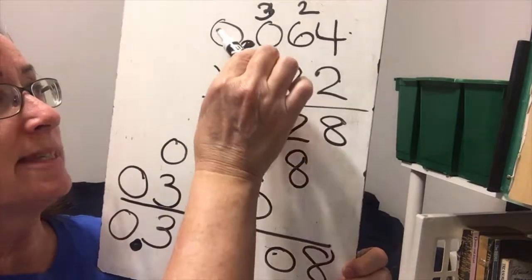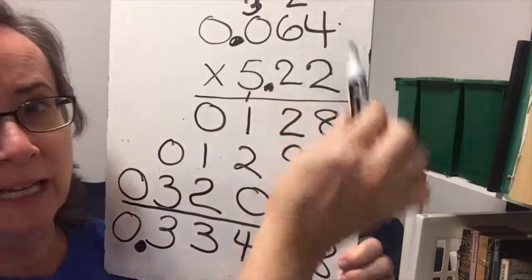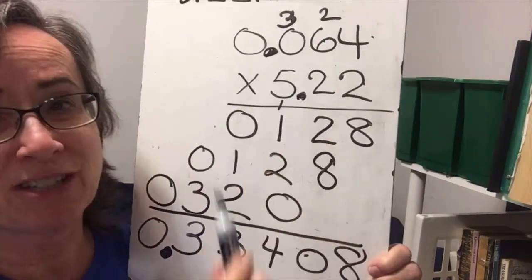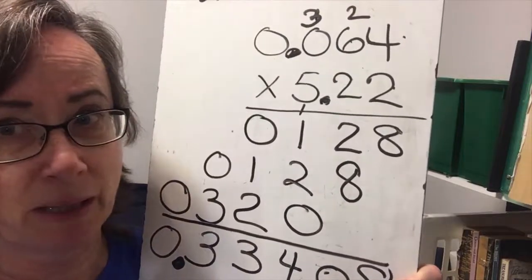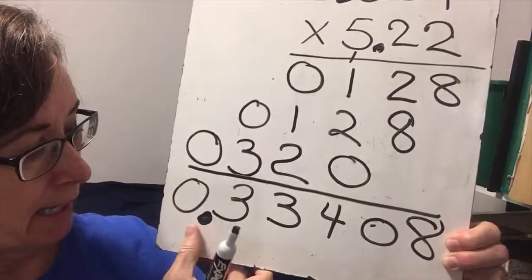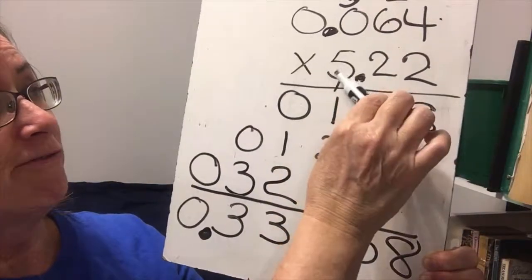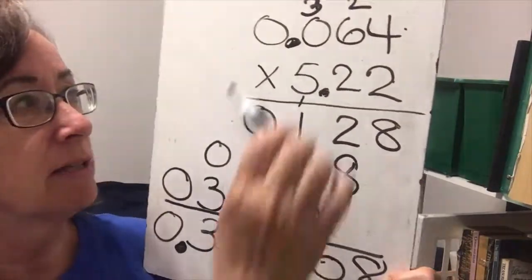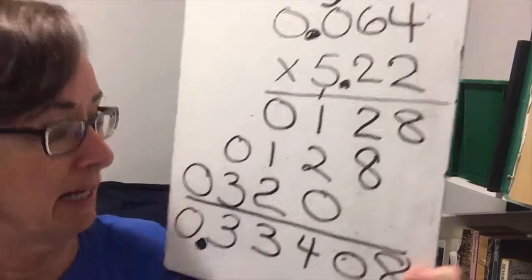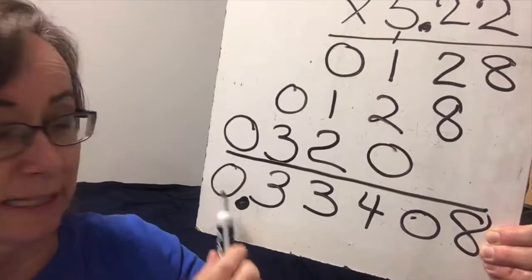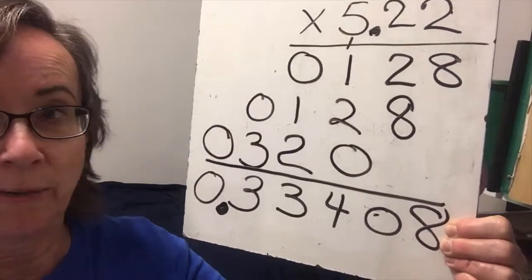Now let's see, does that make sense? Okay, we started with 0.064. That's a pretty tiny number. Okay, so times 5, but 0 times 5 is going to be 0. So our number is very small because the 5 times the 6 is the first thing that really counts much. So the 5 times the 6 is the 30, and that's why we end up with a 33 right there, but it's still 0.33408.